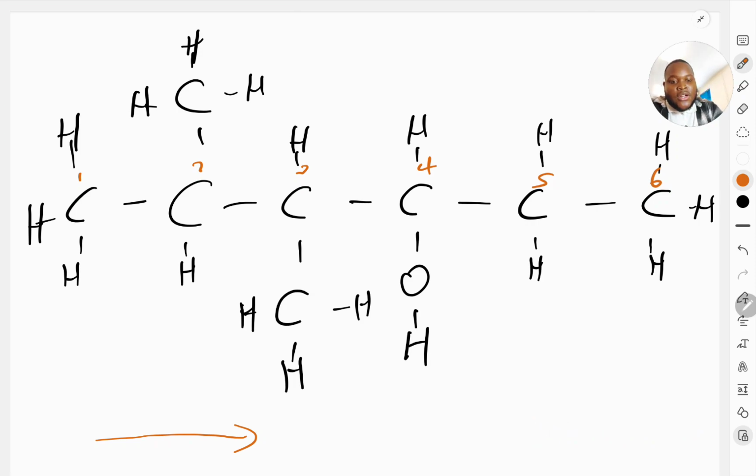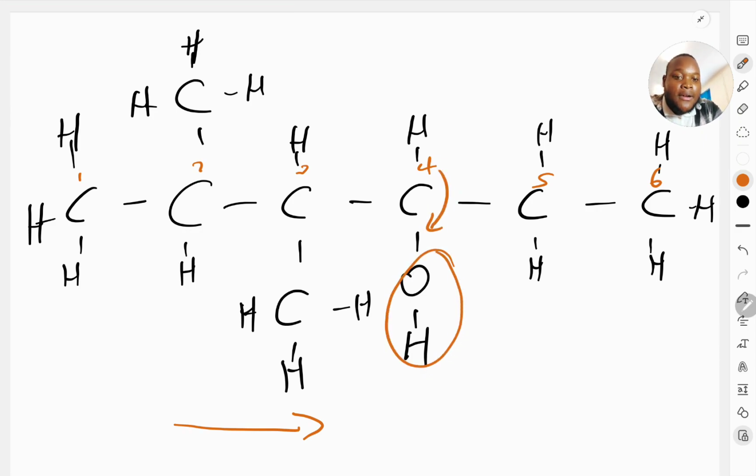Let us see. If I count from left to right, this OH group here is in carbon number 4. But if I were to count from right to left, carbon number 1, carbon number 2, carbon number 3, carbon number 4, carbon number 5, carbon number 6, this OH group becomes in carbon number 3. So when I move from left to right, it is in carbon number 4, and when I move from right to left, it is in carbon number 3.